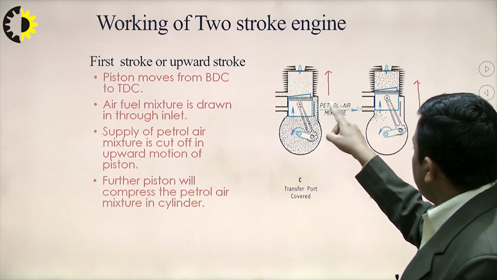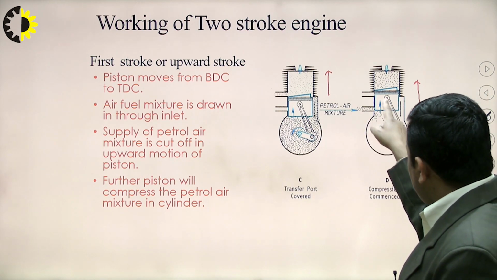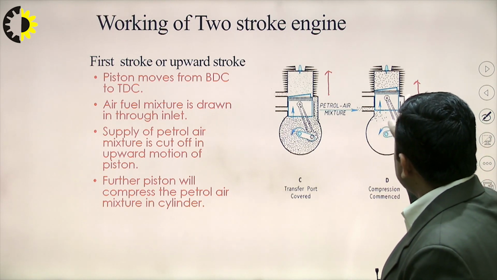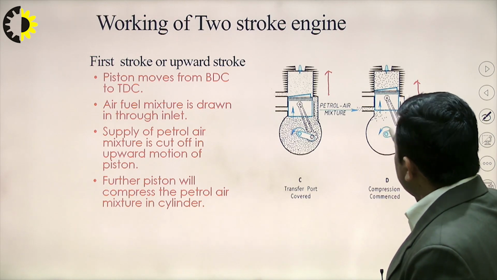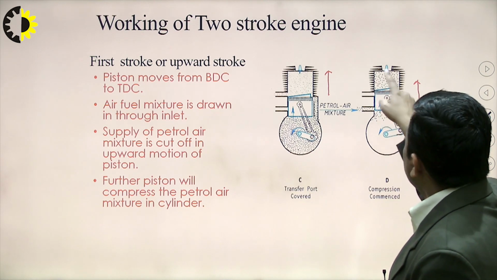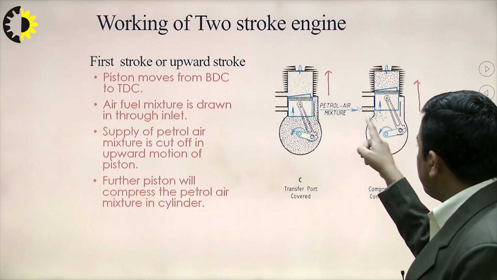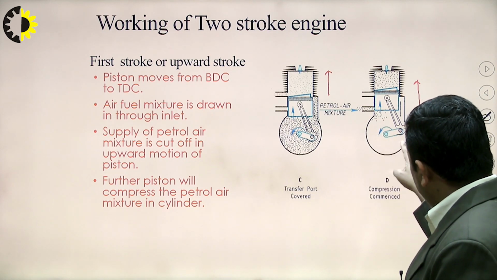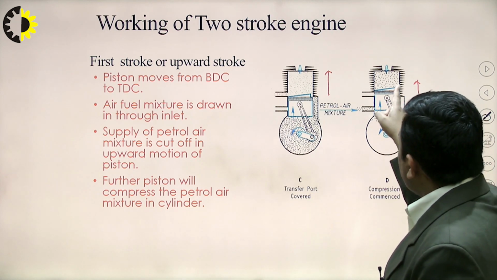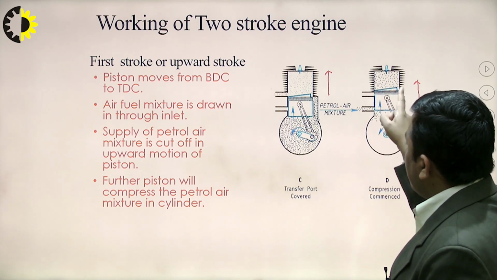Further, what will happen? The air fuel mixture in the crankcase, because of the rotation of the crankcase and the transfer port, will start coming towards the transfer port. If earlier there is some air fuel mixture which has transferred through the transfer port, that will be compressed. So, we are observing two things here. First, the air and fuel mixture is coming into the crankcase and moving towards the transfer port, and the second thing, the compression of the air fuel mixture which is already in the cylinder.